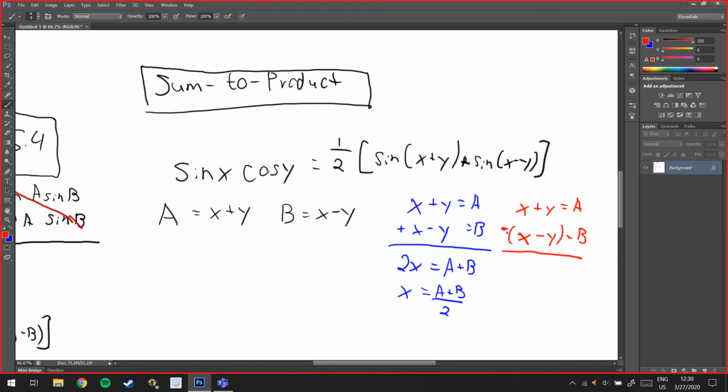For my red, x minus x is 0. Y minus a negative y is 2y. And then I have a minus b.